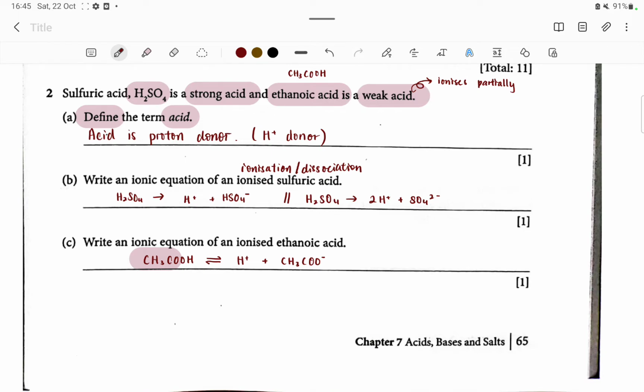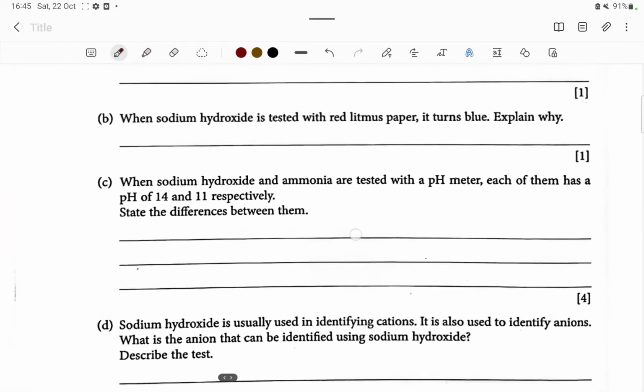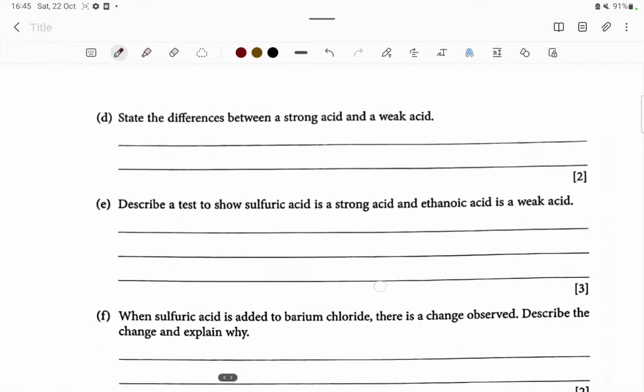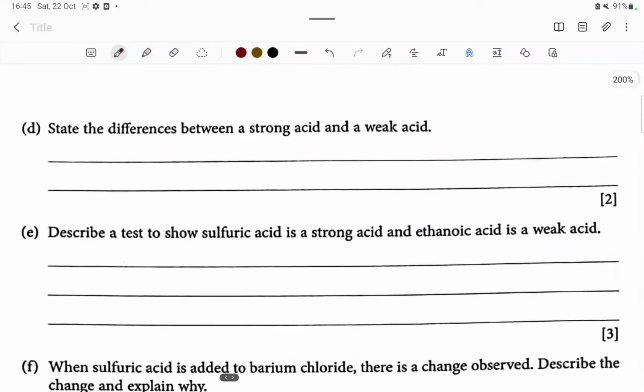And then let's move on to D. Okay, state the differences between strong acid and weak acid. So this one, it's in the notes.